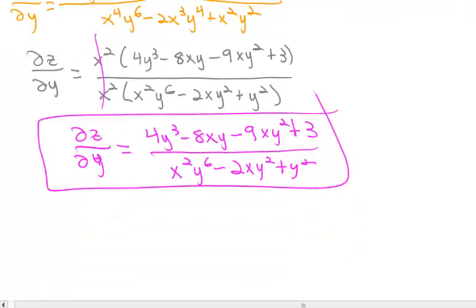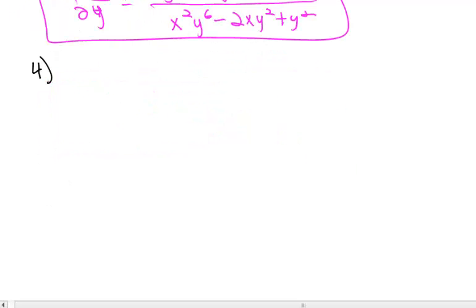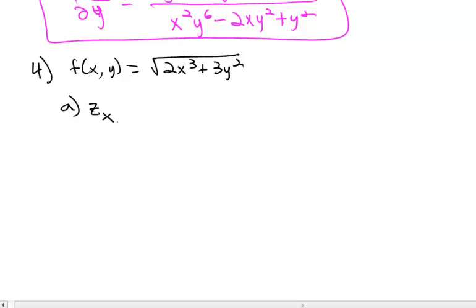So let's try another problem, maybe not quite as ugly as that one. Or maybe it is. We'll find out. Number 4. Let's say f of xy is equal to the square root of 2x cubed plus 3y squared. And we're going to find the partial with respect to x.